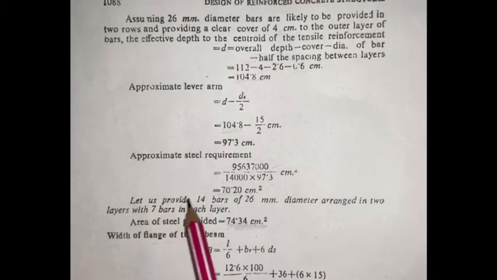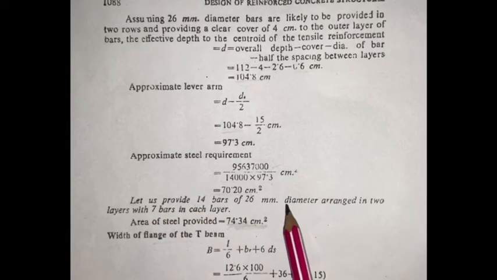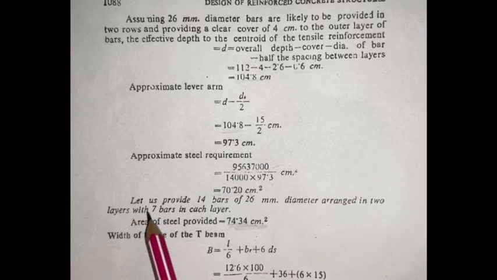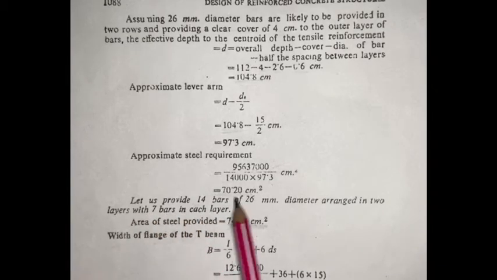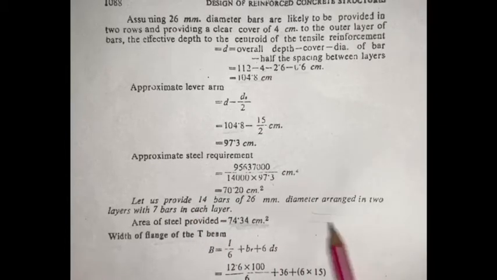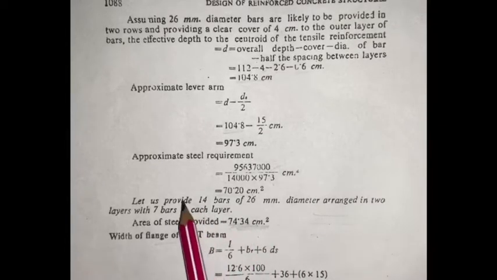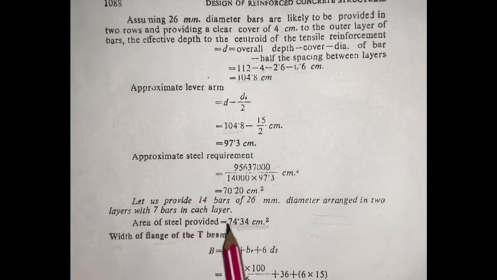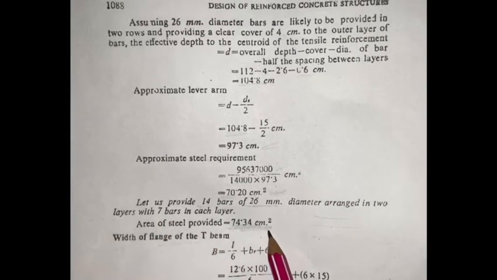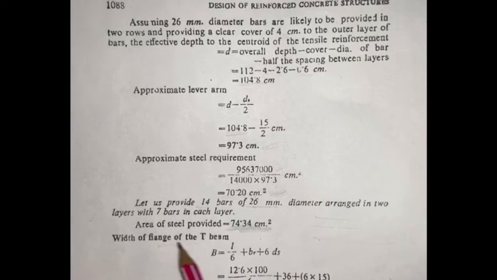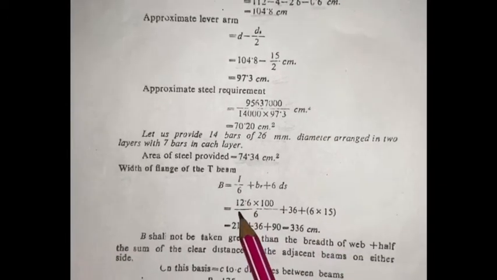Let us provide 14 bars of 26 mm diameter arranged in 2 layers with 7 bars in each layer. Okay, 14 bars we are providing in the slab in 2 layers, 7 bars in each layer. Area of steel provided is 74.34 centimeter square, and the width of the flange of the T-beam we will calculate by this.